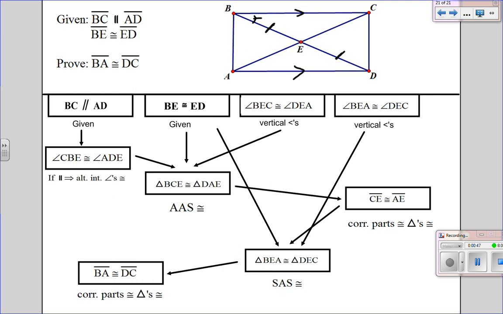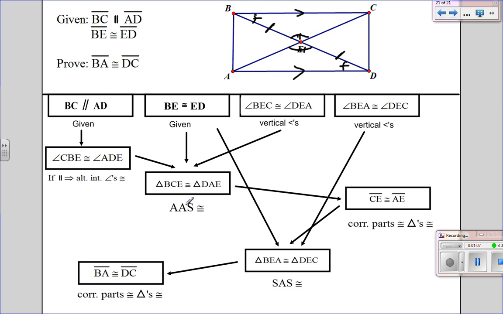Angle CBE is congruent to angle ADE by alternate angles. And you know what? These right here are vertical angles. Now, in your proof, you might have said angle BCA is congruent to angle DAC. That would also be correct. I just chose this left side and this right side here.